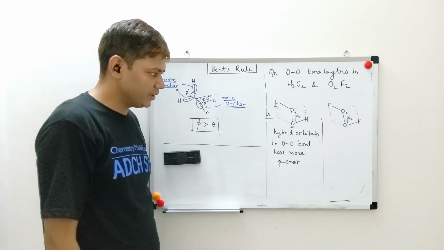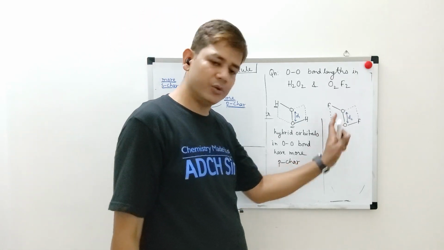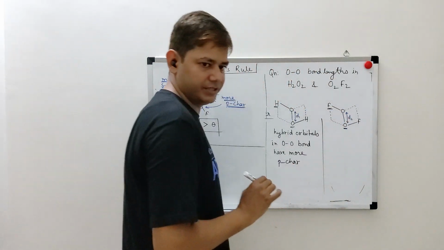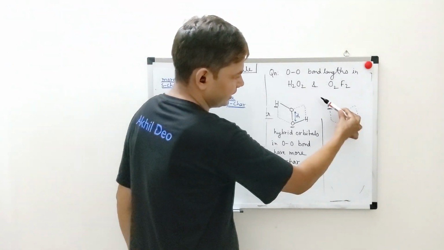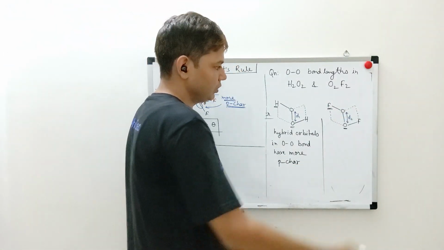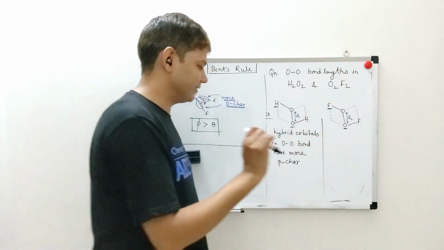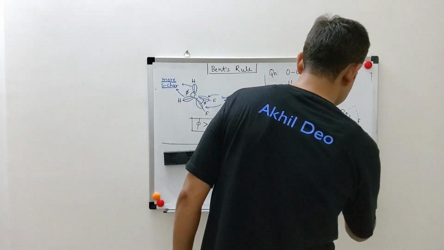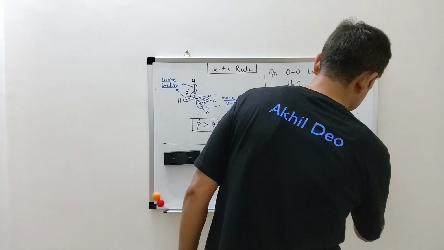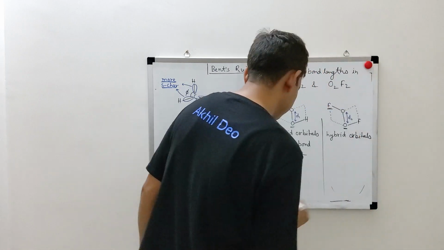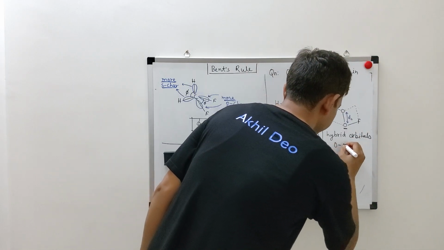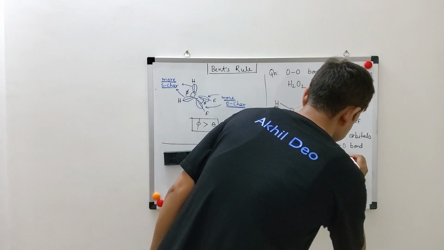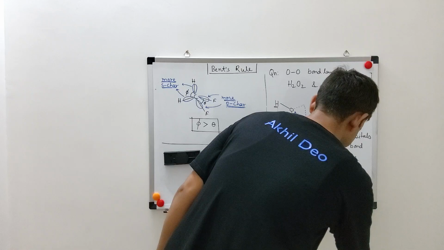Understood? Now if you look at this molecule O2F2, it is the fluorine atom which is more electronegative than oxygen. And towards the more electronegative atom, P character will be more. So towards the less electronegative atom, S character will be more. So we'll say that the hybrid orbitals in the oxygen-oxygen bond have more S character.